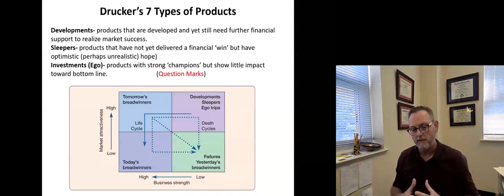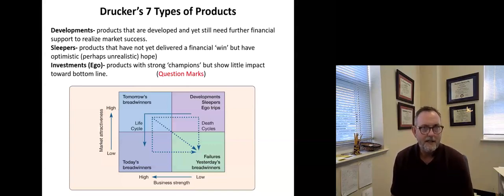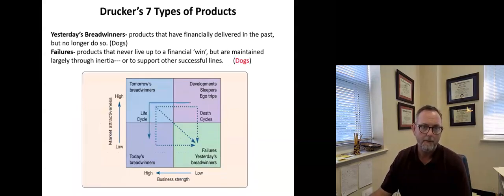Then the final category, and this is Drucker, of course, was a management professor, so a lot of his work deals with management concepts, and this one is one where somebody will put forth a project, develop a product. It won't be a particularly successful one, but the product champion, the one who started the product, has too much ego involved to let it go, to let it fail. And so it lingers, but it's likely not to be a real breadwinner for the company.